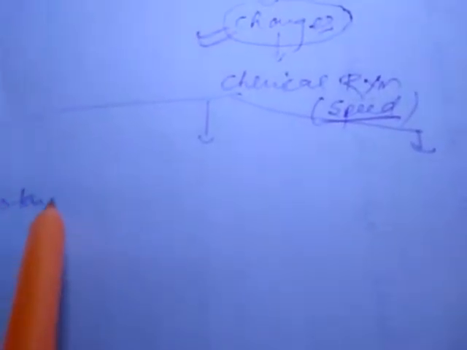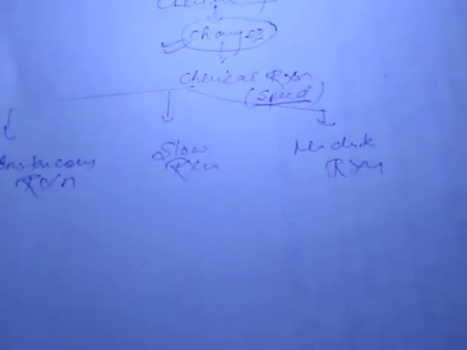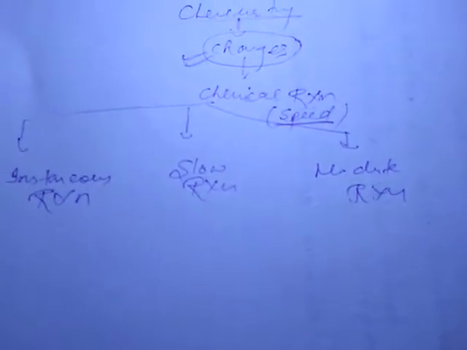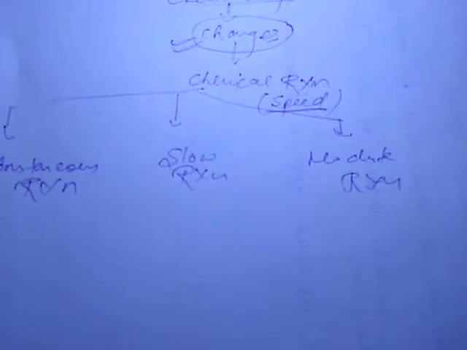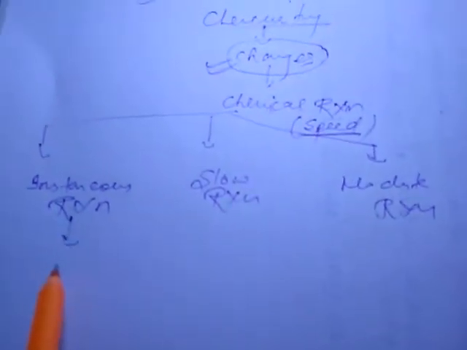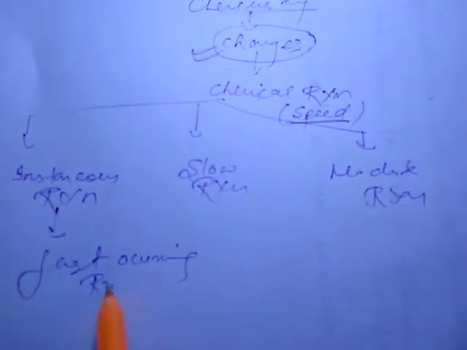If we classify it, on the basis of speed, chemical reactions are categorized into three parts. One is instantaneous reaction. Another one is slow reaction. And the last one is moderate reaction. So all these classifications are based on the speed of the reaction. The first one, the instantaneous reaction, is a very fast occurring reaction.